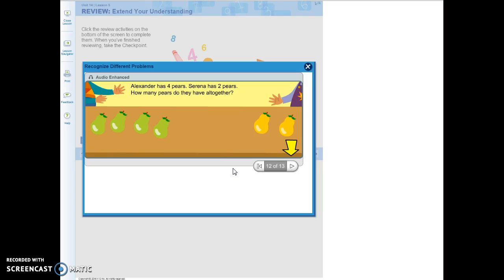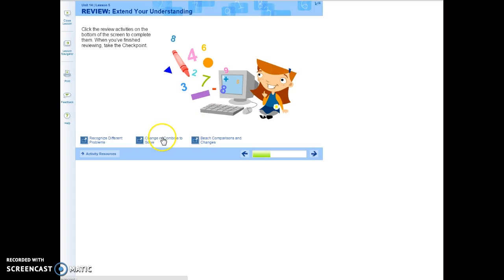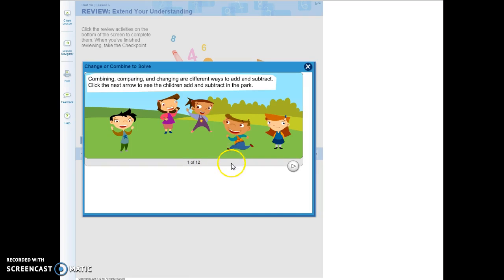Alexander has 4 pairs, Serena has 2 pairs. How many do they have all together? So we are going to add up all of these pairs together. How many are there? 6. Serena and Alexander have 6 pairs all together. Great job. Now we're going to change or combine to solve.